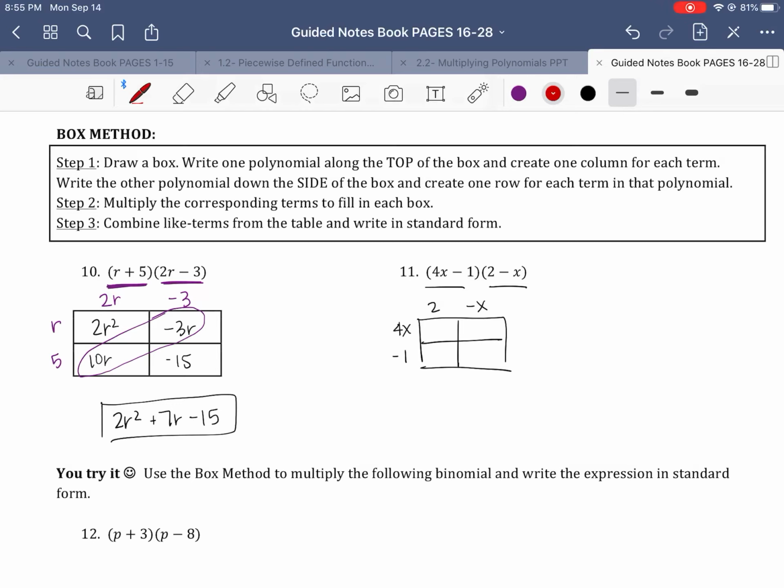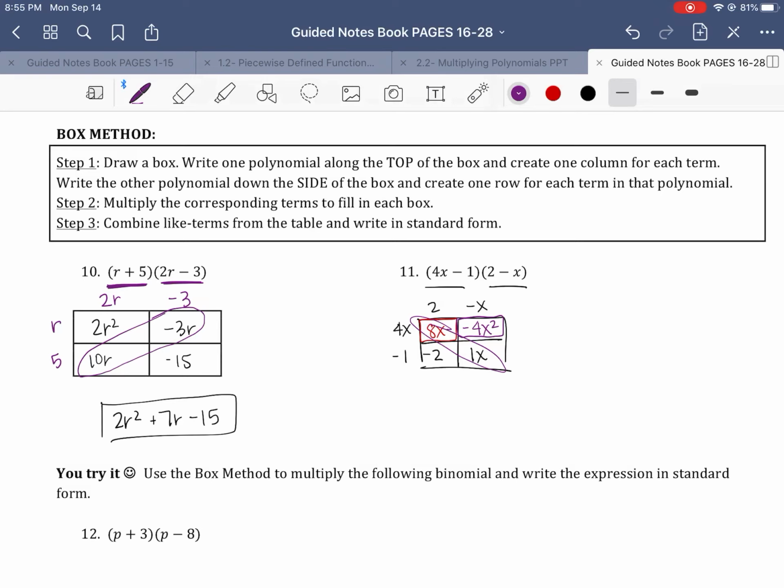We then multiply. So again, we fill in each box one at a time, so 2 times 4x would give me 8x. I then multiply negative x times 4x, which is negative 4x squared. I then keep multiplying here. 2 times negative 1 is negative 2. And negative 1 times negative x would give me a positive x. And I'm going to put 1x to help me remember there's one of them. Again, notice on your diagonals here you have the 8x and the 1x.